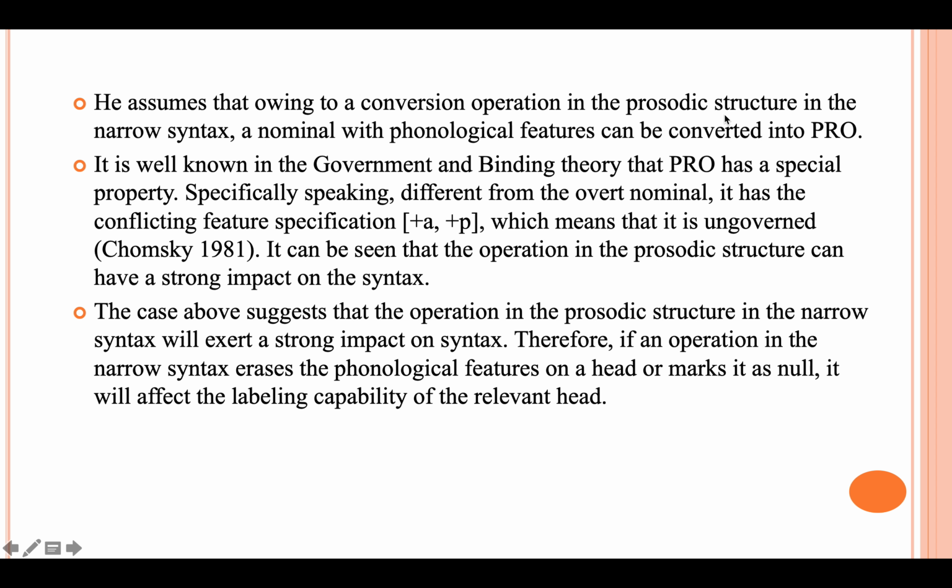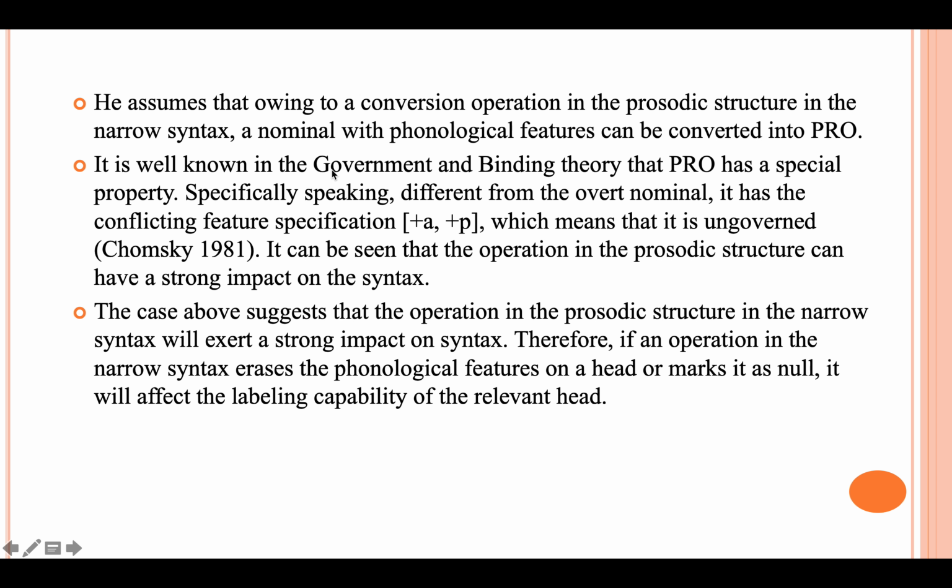One typical example is pro. According to Richards, pro should have phonological features at the very beginning. It is a normal nominal. Because of a conversion operation, this nominal lost its phonological features and changed to a pro. Okay, that is Richards' assumption.